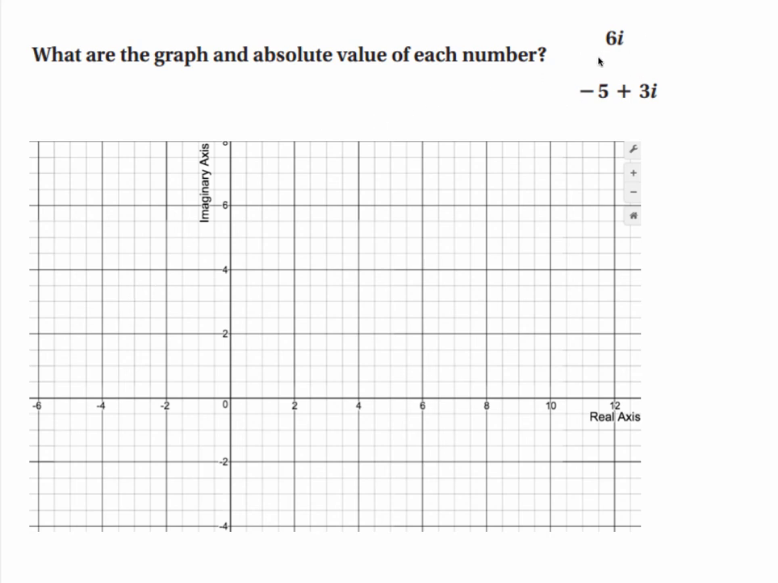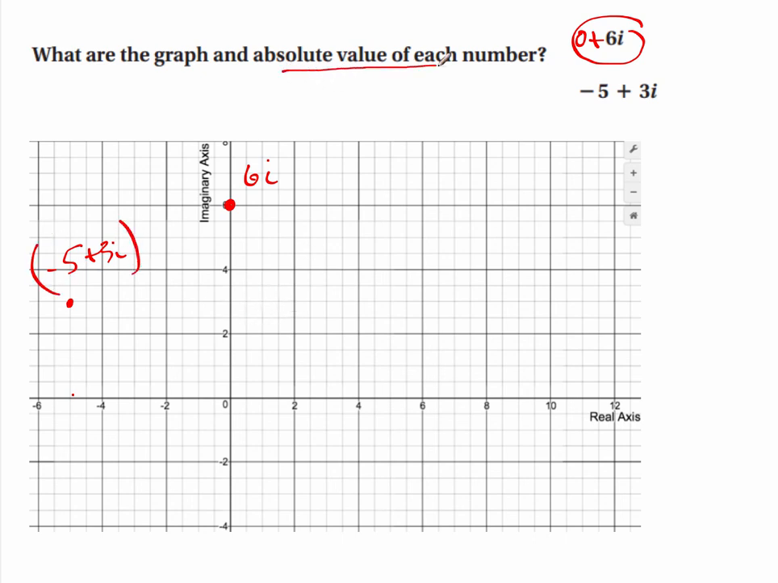Now, how would I graph these numbers? 6i. Well, 6i is really 0 plus 6i. So I'm going to go over 0, but then up 6. So this point right here is 6i. What about minus 5 plus 3i? Well, minus 5 plus 3i, I'm going to go to the left 5 and then up 3. So this point right here is minus 5 plus 3i.